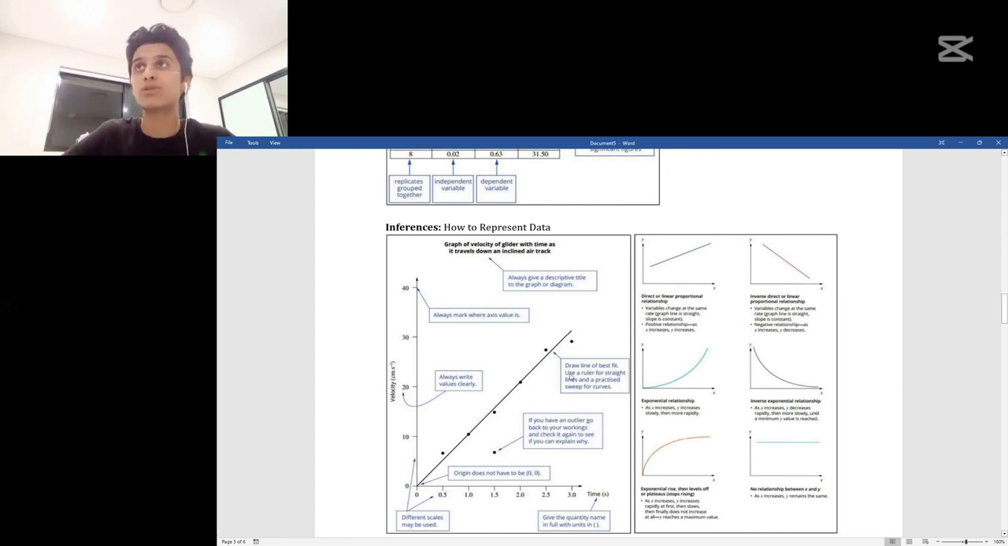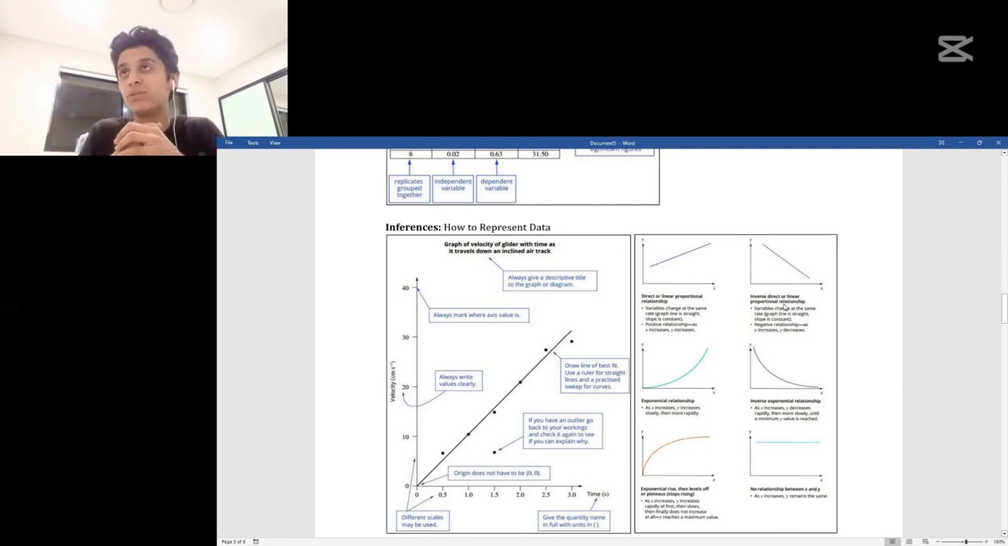First, direct or proportional relationship. Variables change at the same rate. Graph line is straight, slope is constant. Positive relationship, as x increases, y increases. That's what you call proportional. Okay, inverse direct or linear proportional. So this is basically opposite, where when x increases, y decreases. So variables change at the same rate. Graph line is straight, slope is constant. Negative relationship. Okay.